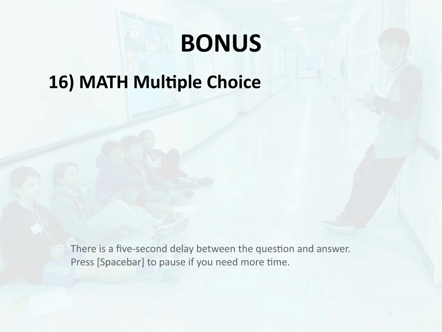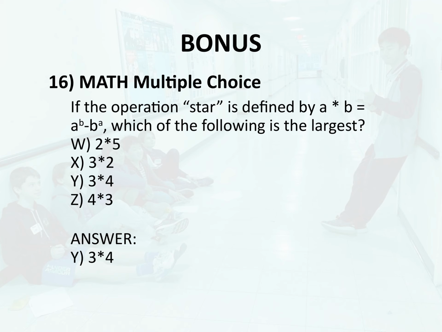Bonus 16. Math. Multiple choice. If the operation star is defined by a star b equals a to the b minus b to the a, which of the following is the largest? W, 2 star 5, X, 3 star 2, Y, 3 star 4, Z, 4 star 3. Answer. Y, 3 star 4.